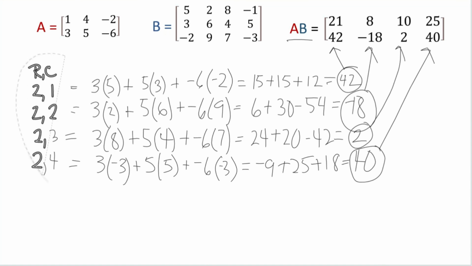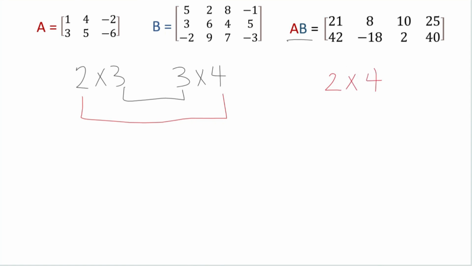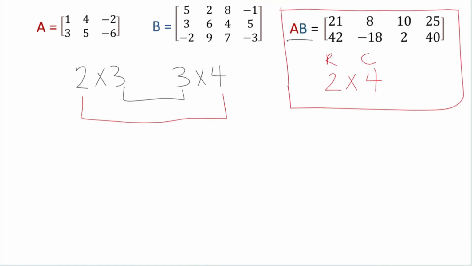So if I get rid of all this, we can see this 2 by 3 matrix multiplied by 3 by 4. These two numbers determine that we could do it. These last two numbers on the outside tell us what our new matrix will be, a 2 by 4 matrix: 2 rows and 4 columns. So this is the answer to our multiplication problem.